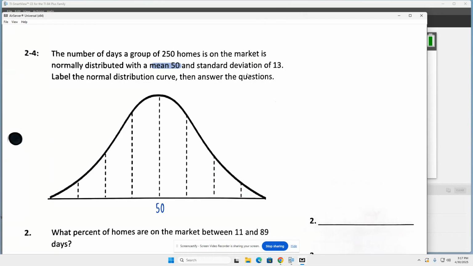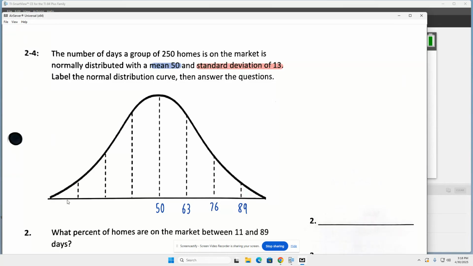And then it says that you have a standard deviation of 13. Also very, very important. The standard deviation is what controls what happens to this number as we move to the right and to the left at all of these different standard deviations. So to the right, we're going to add 13. To the left, we're going to subtract 13. So let's go do that. 50 plus 13 is 63. 63 plus 13 is 76. And 76 plus 13 is 89.